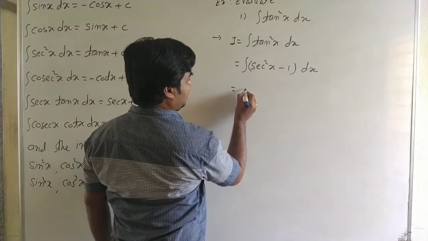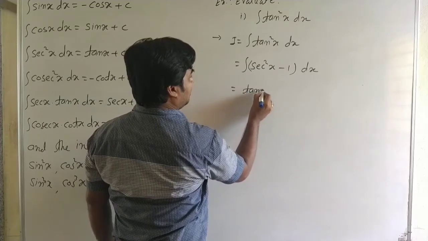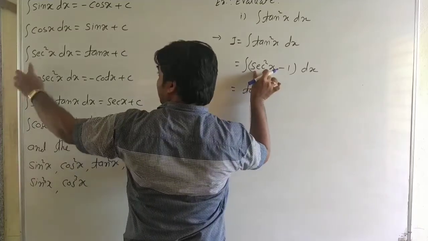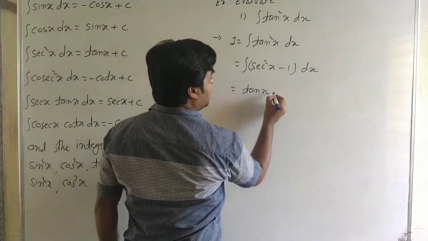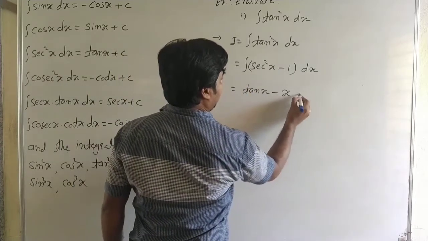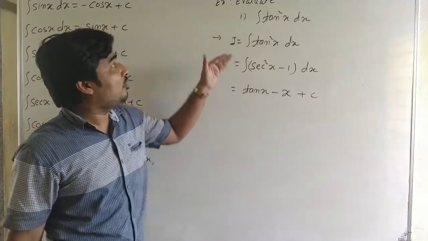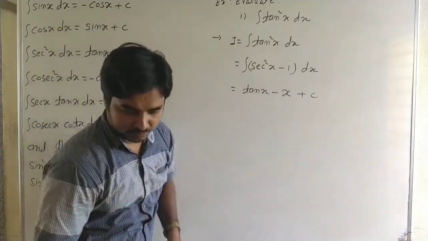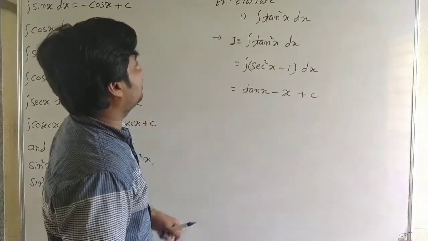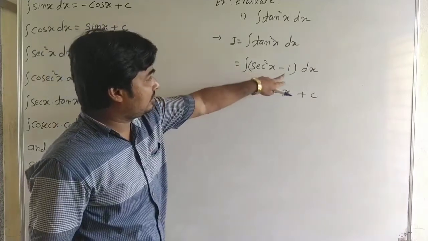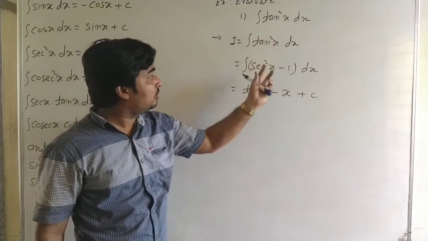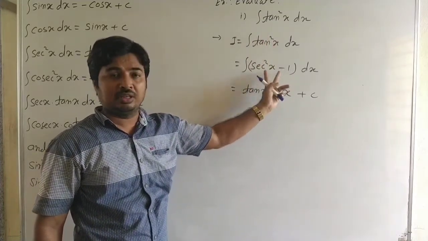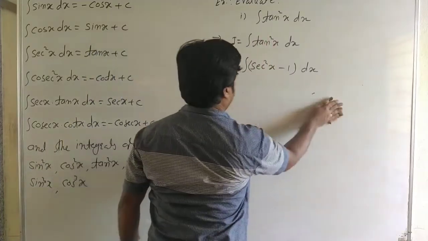The integral of sec square x is tan x, a standard formula, minus the integral of 1, which is x, plus c. That is the integral of tan square x. Here we convert tan square x into sec square x minus 1, converting the trigonometric function into a standard integral and then finding the integration. Now next.